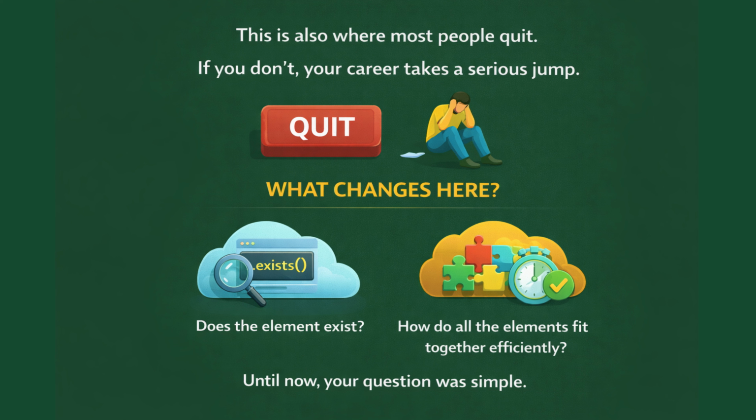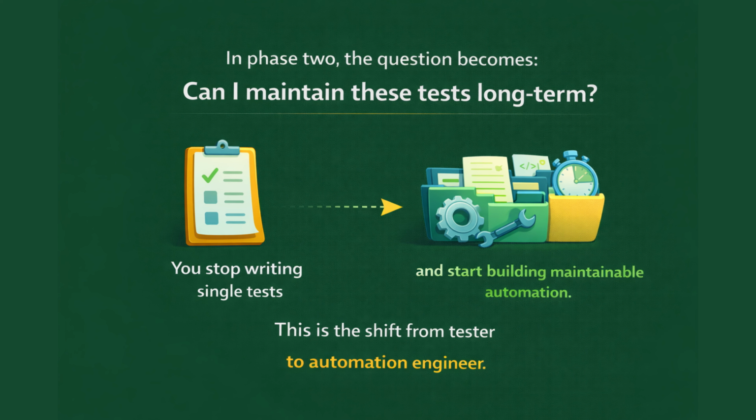What changes in Phase 2? Until now, your goal was simple. Can I automate a test? In Phase 2, the question changes to, can I maintain these tests long term? You stop writing isolated test cases and start building structured, reusable automation. This is the mindset shift from tester to automation engineer.